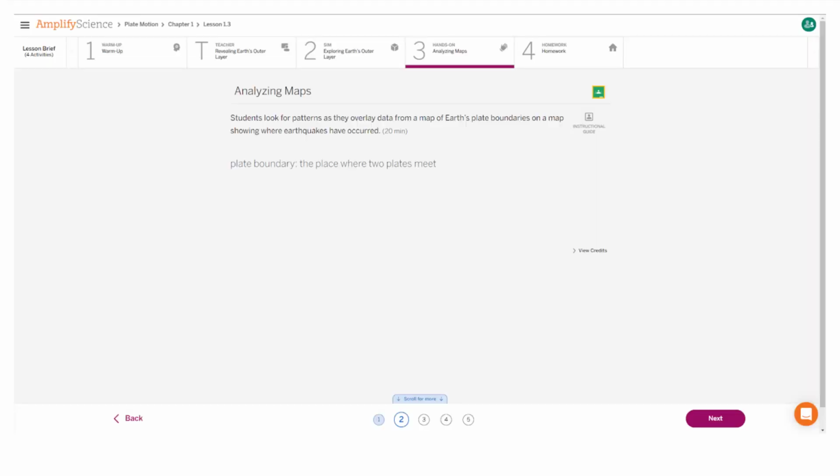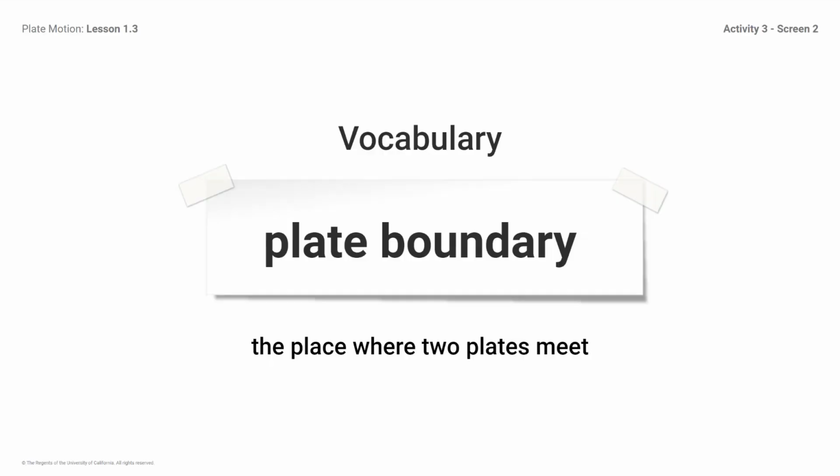Here's what your student screen looks like for this part of the lesson. Vocabulary. Plate boundary. The place where 2 plates meet. Remember to look at the glossary if you need more support.